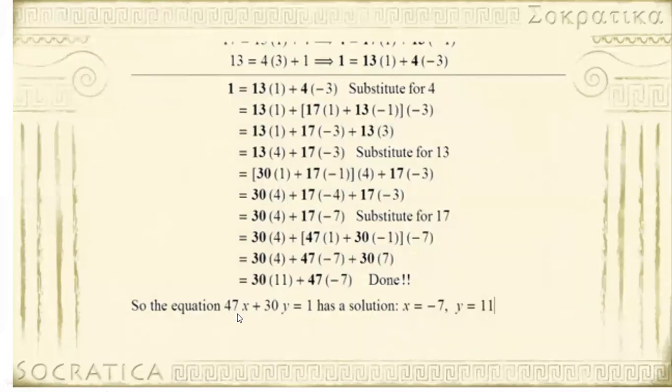What is our equation? 47 into x plus 30 into y is equal to 1. So here we have put the value of x, that is 11, and the value of y, minus 7. And you can solve this equation very easily. So it is a D'Hopital equation by which we repeatedly simply put the values, and we can calculate the value of x and y. Okay, this concept is very simple.